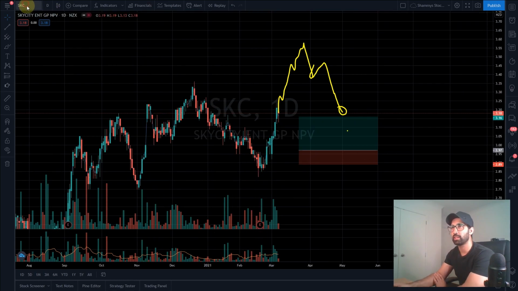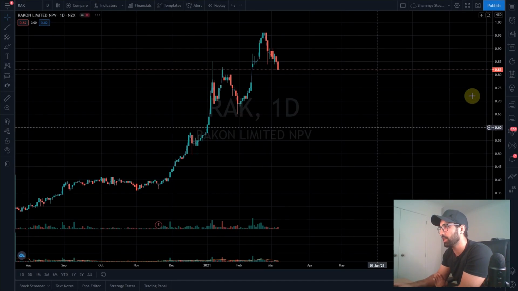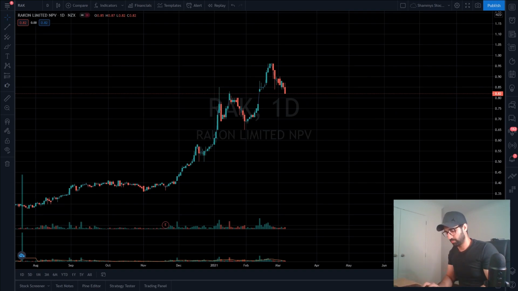Another thing is something like RAK. This one is something I'm keeping my eye on for any really good setups. It has a market cap of, let's see, much lower than Skycity. It has a market cap of 196 million. That's okay for a stock that's at 80 cents, because with a lower market cap of 196 million, it does have the potential to rip much higher.